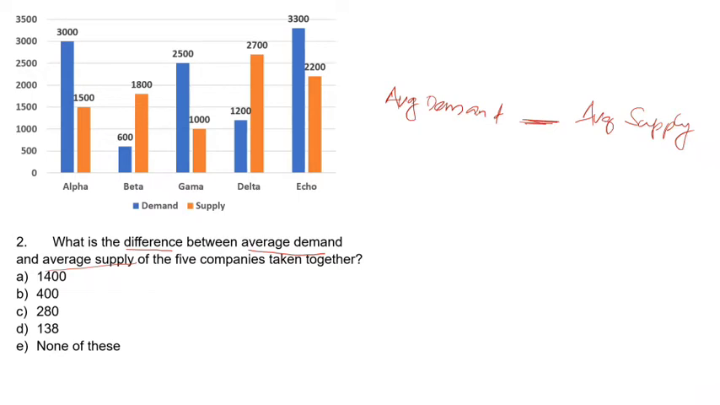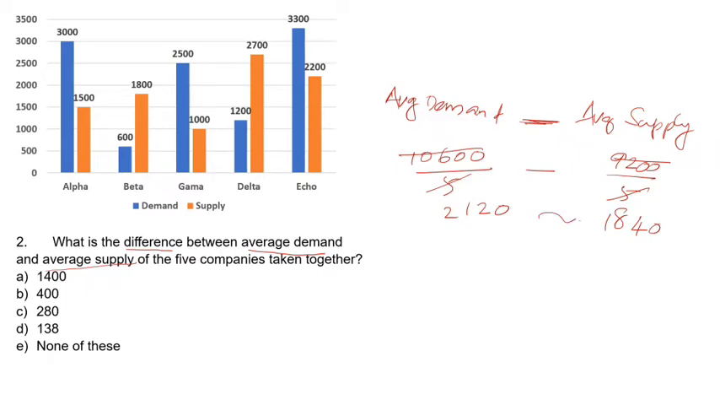So average demand means what? Average demand, we have seen the total demand is equal to 10,600 divided by how many companies are there? 1, 2, 3, 4, 5 companies are there, minus what is the total supply we have seen. The total supply we have seen is 9,200 divided by 5. So if I cut this, I'll get 2120.